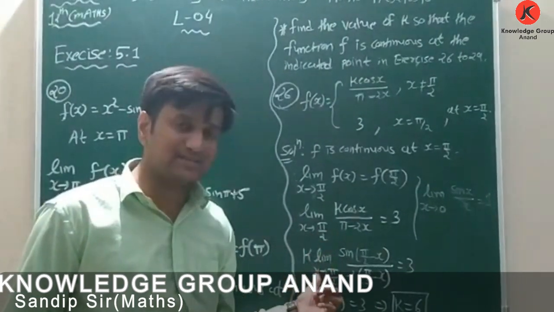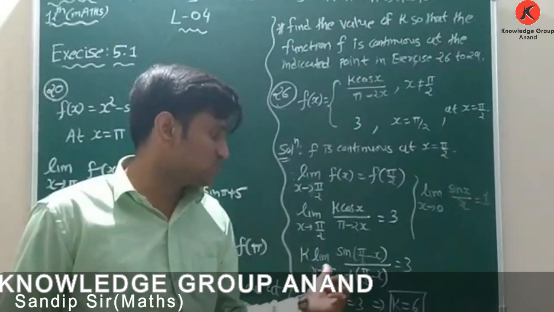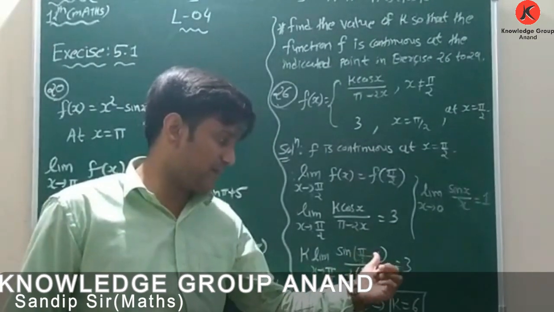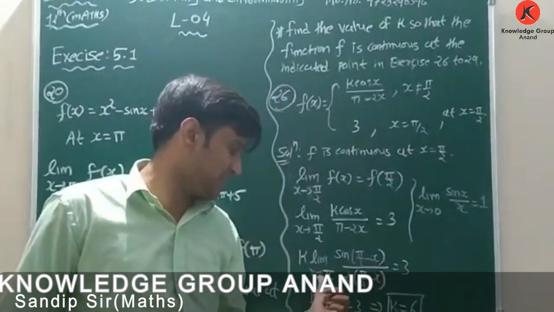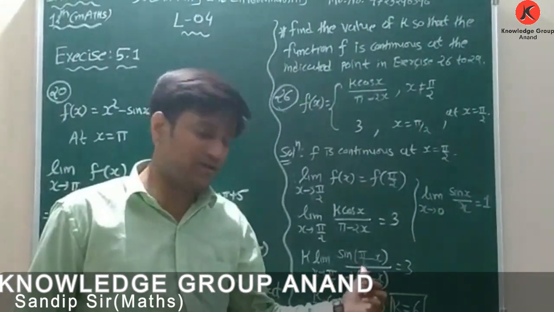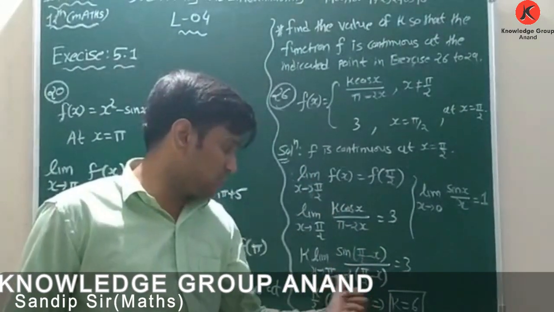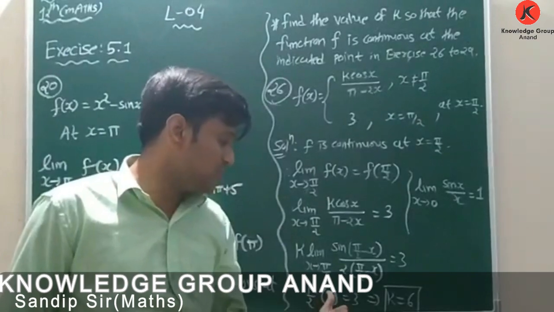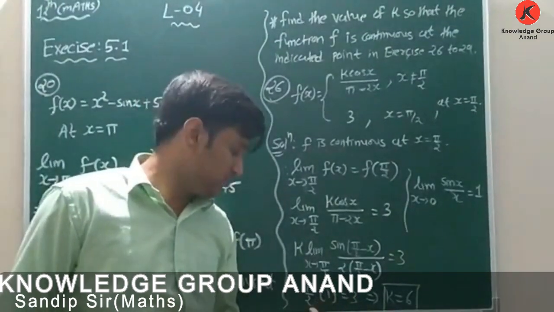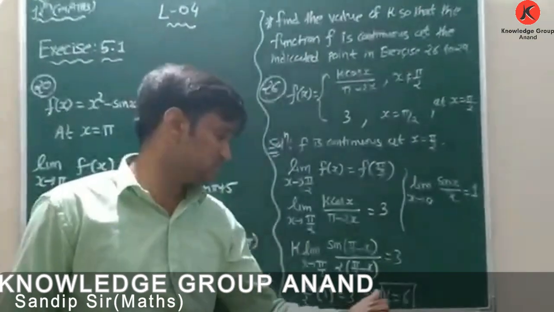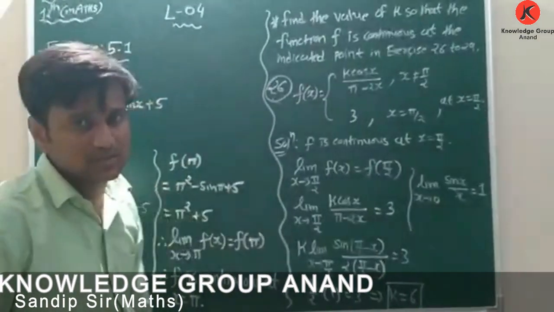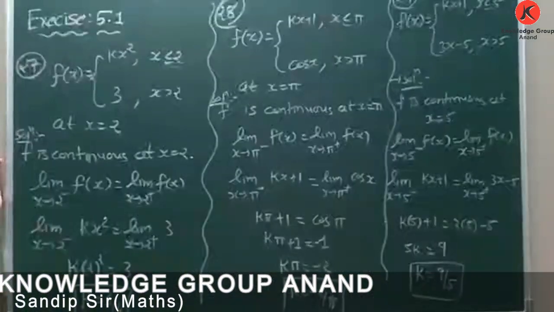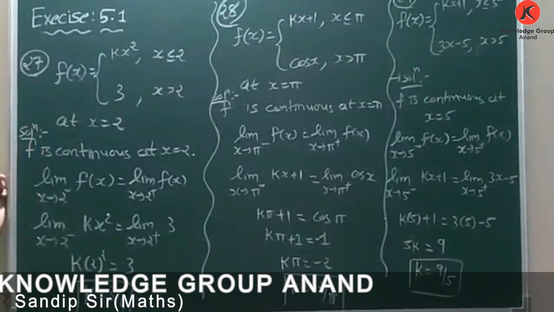So as pi by 2 minus x tends to 0, sin of pi by 2 minus x upon pi by 2 minus x, that means angle tends to 0, sin angle divided by angle is equal to 1. The constant stays outside and this value gives 1, so k by 2 into 1 is equal to 3. The 2 goes across as a multiplier, and k is equal to 6. Okay, that is your answer.